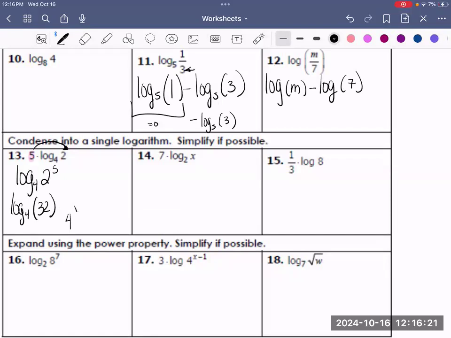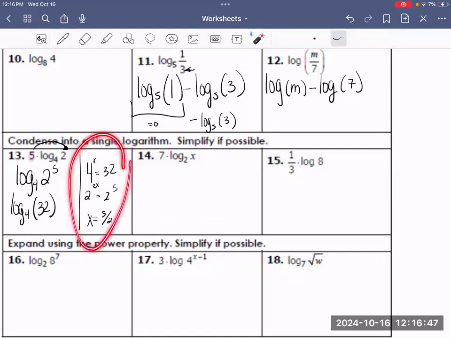So we could say 4 to the what power is 32. Well, 32 and 4, you actually could do 32 and 4. So this would be your elementary case. So 4 to the x is 32. So 2 squared to the x is equal to 2 to the 5th. So x would be 5 over 2. And again, please watch a separate video on how to evaluate some of your elementary cases. I think on this worksheet, it is only asking for us to condense. So try number 14 as well.